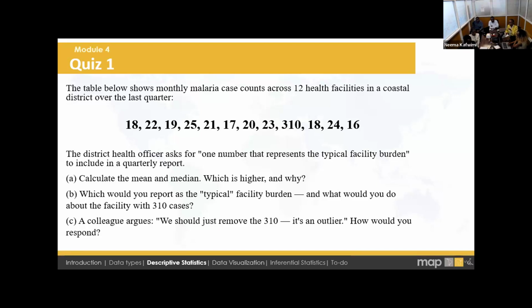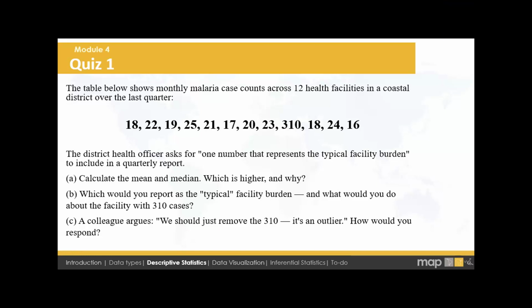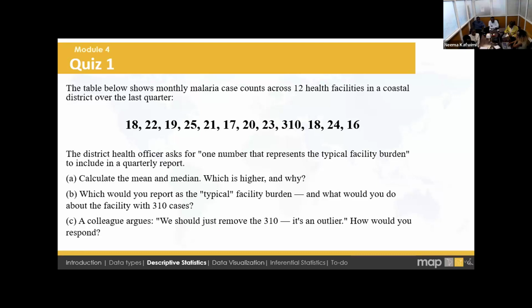And what would you do to the facility with 310 cases? First, we are going to cross-check whether the figure 310 is correct, or is it a typing error? Thank you very much. We're going to go back and cross-check the 310 cases.